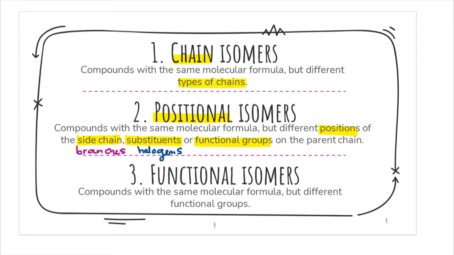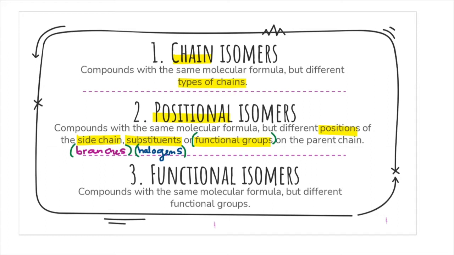But the numbers on which the substituents, the side chains or branches, the halogen atoms, or the functional groups will fall will be different. So you're going to see that the numbers within the name are different because the positions of the substituents or functional groups is going to change.